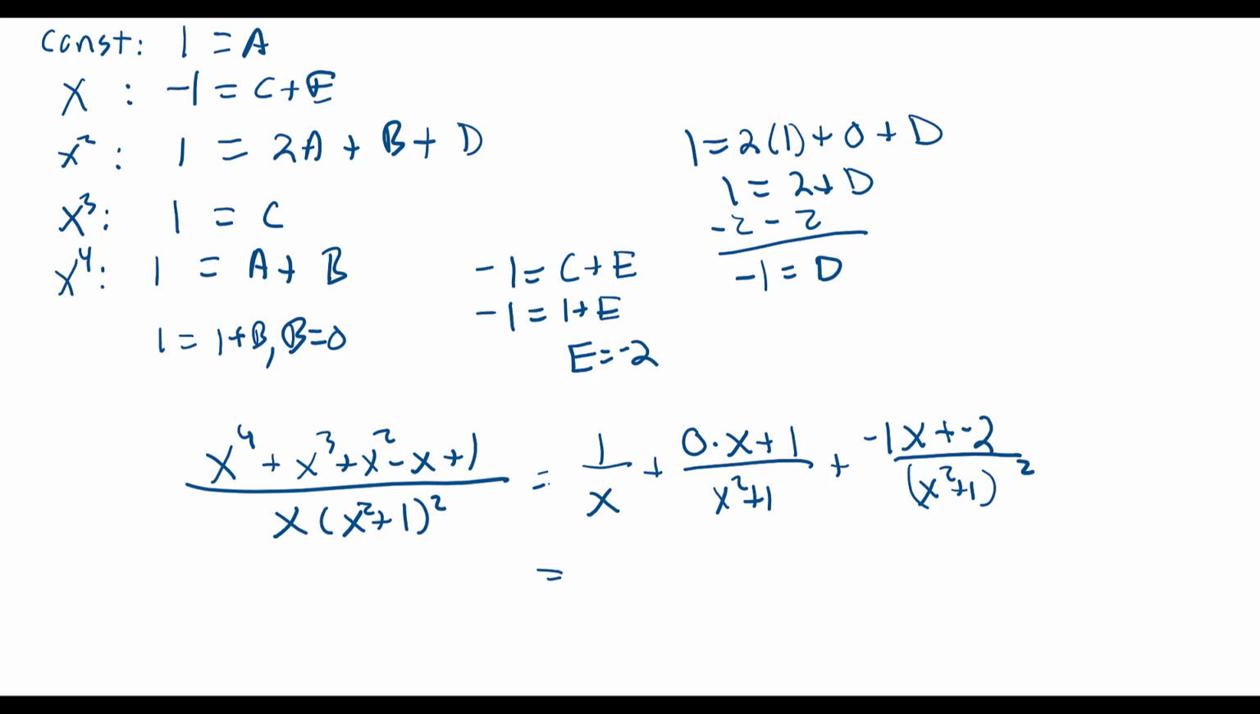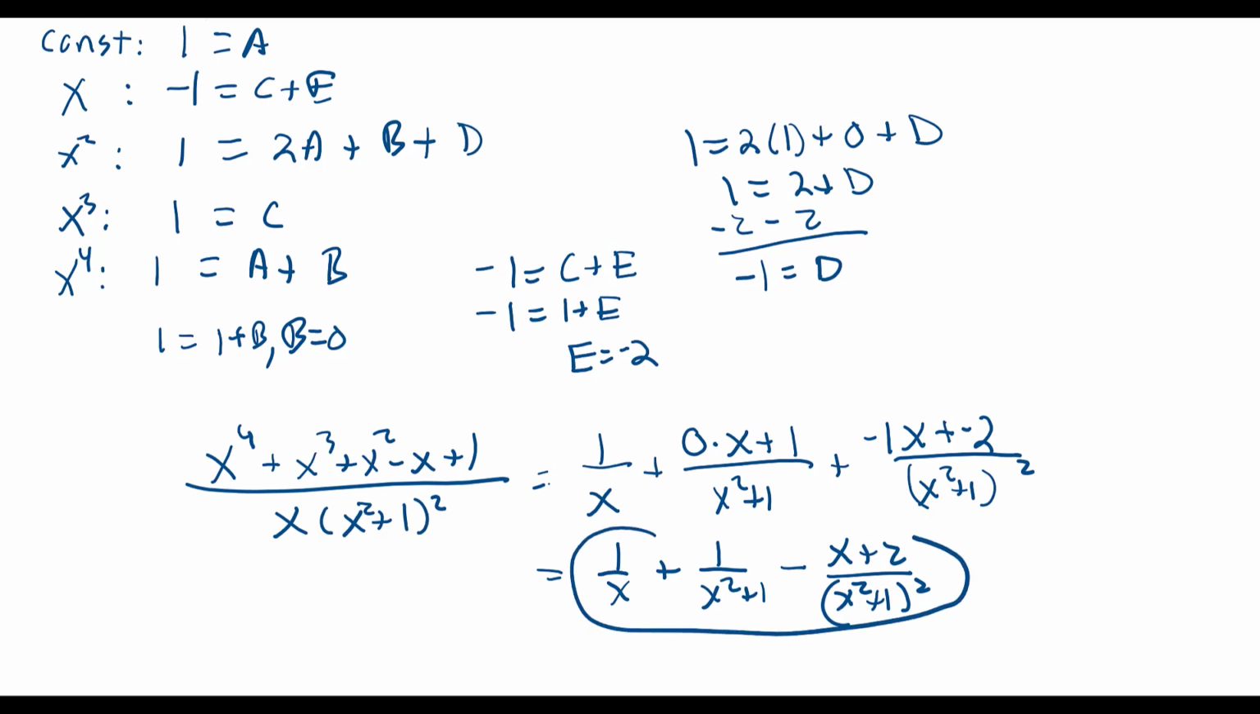So we can clean that up a little bit. So 1 over x plus 1 over x squared plus 1 minus x plus 2 over x squared plus 1 squared. So what I did here is I just factored out that negative 1. You could leave it as plus negative x minus 2 or negative x plus negative 2. But there is our decomposition.